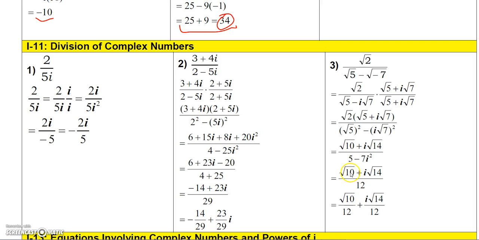So now again, break it up into the two terms, square root of 10 over 12 for the first term, and then square root of 14 over 12 times i for the second term. And so there now you have it in the form of a plus bi. a is the square root of 10 over 12. The b is the square root of 14 over 12. And that's it on the operations. In the next video, I'm going to show you some equations involving complex numbers.